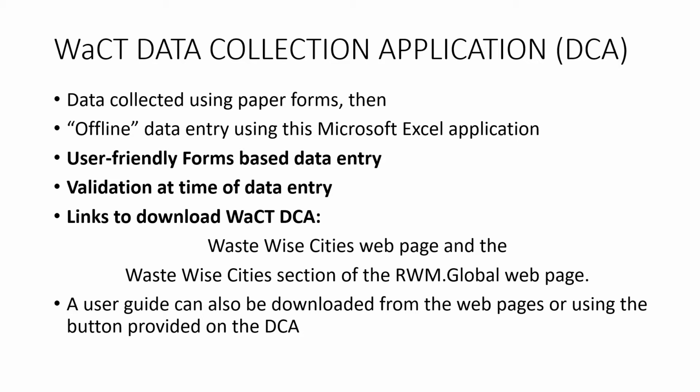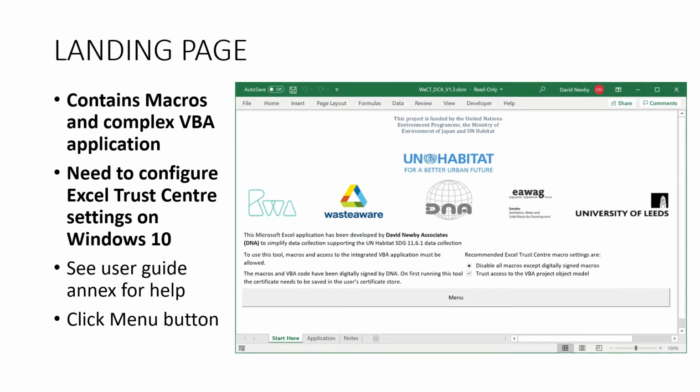It's forms-based, and the application undertakes partial validation of data entered at the time of data entry. Links to download the DCA are available on the WasteWise Cities web pages on both the UN Habitat web server and the rwm.global web server. A detailed guide is also downloadable.